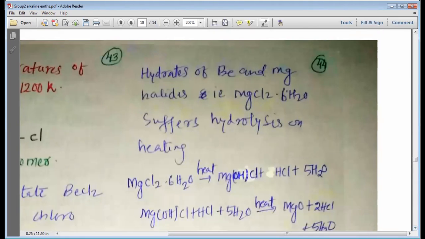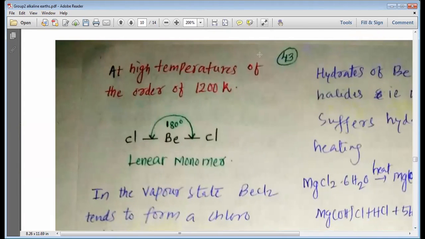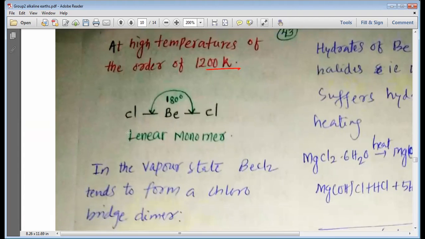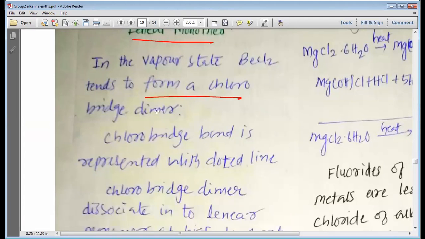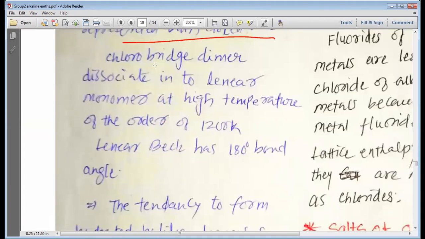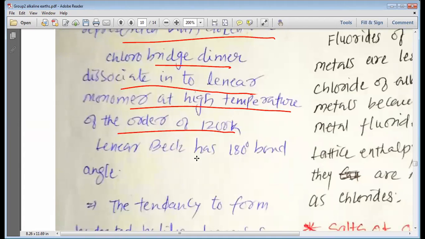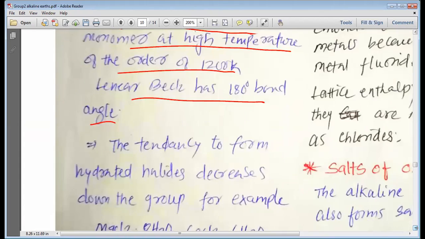But above 1200 Kelvin, my dear students, at high temperature, beryllium chloride exists as a linear BeCl2 monomer, and the bond angle is 180 degrees, and that is why we call it linear. In the vapor state, BeCl2 tends to form a chloro-bridged dimer. The chloro-bridge bond is represented with the dotted line, my dear students, as we have seen in the figure. The chloro-bridged dimer dissociates into the linear monomer at a high temperature of the order of 1200 Kelvin. Linear BeCl2 has a bond angle of 180 degrees.